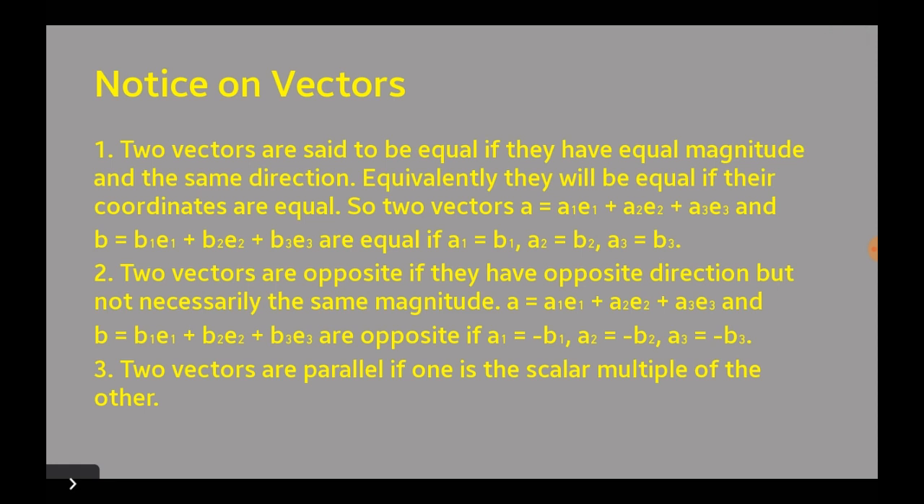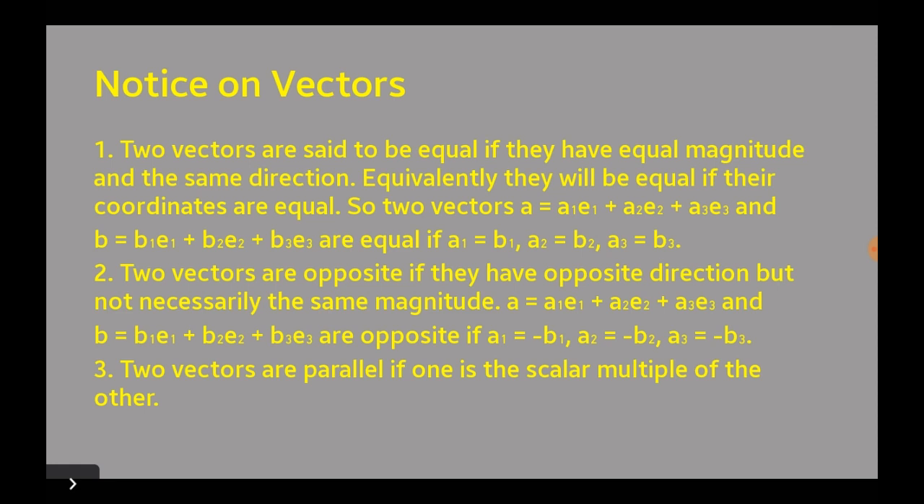And the notes on vectors. Number 1. Two vectors are said to be equal if they have equal magnitude and the same direction. Equivalently, they will be equal if their coordinates are equal. So two vectors a, which equals a1 e1 plus a2 e2 plus a3 e3, and b, which equals b1 e1 plus b2 e2 plus b3 e3, are equal if a1 is equal to b1, a2 is equal to b2, a3 is equal to b3.